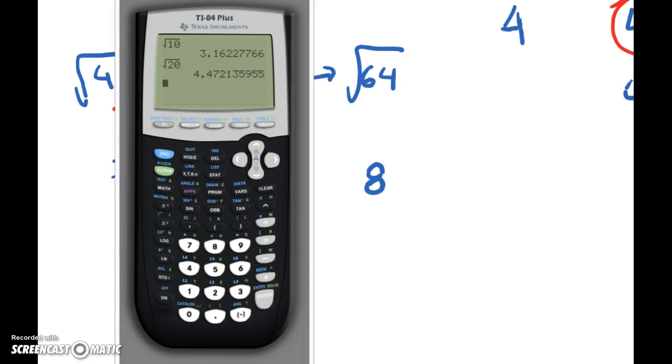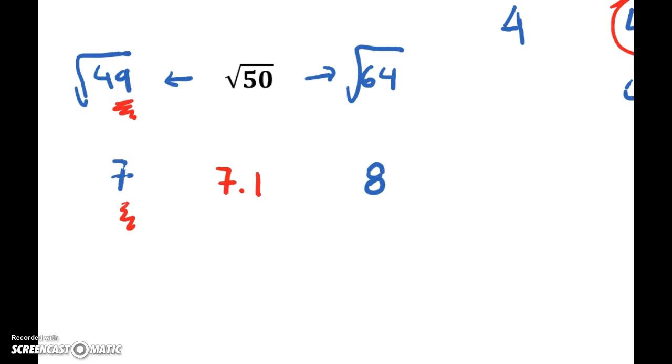Okay, I'm going to check that on my calculator. The square root of 50 is 7.07. So it's even closer to 7 than I thought. So 7.07. Okay, but again, 7.1 is okay as well.